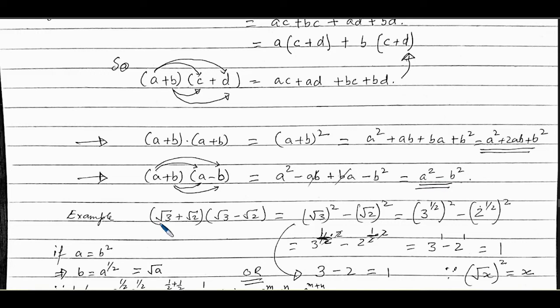So what is this? Root of 3 plus root of 2 into root of 3 minus root of 2, that is root of 3 into root of 3 is 3. So 3 minus, this is root 2 squared, 2. So 3 minus 2, that is 1. So the answer will be 1.